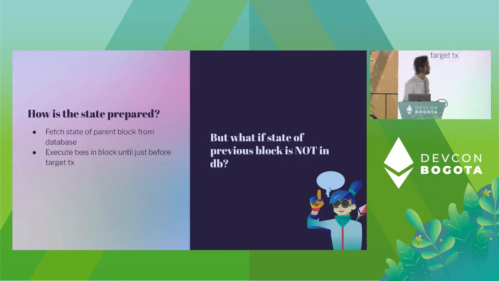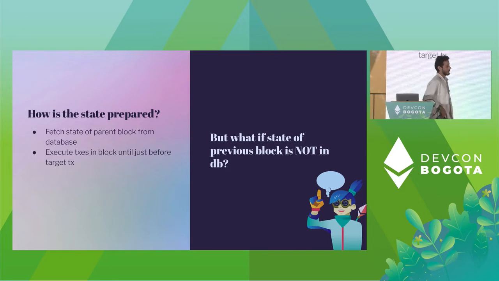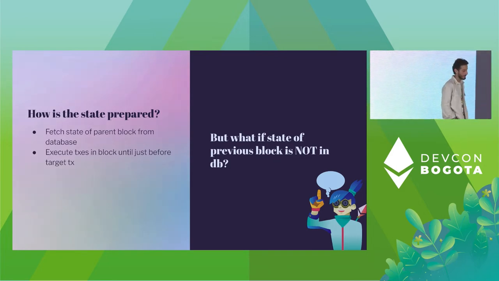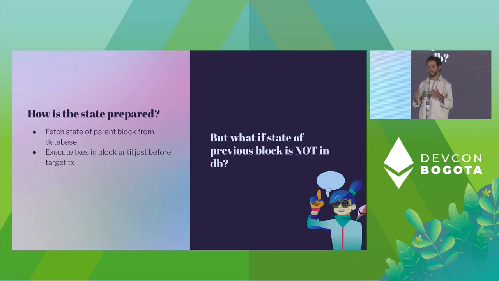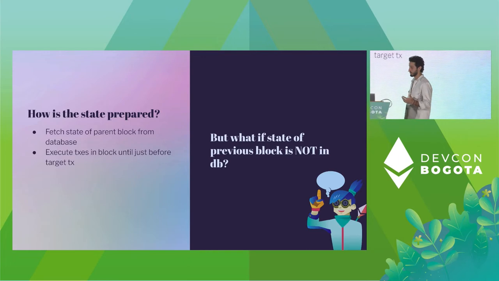Now why is this? First of all, how do we prepare the state for simulating or rerunning a transaction? We have to find the transaction in block N, so we fetch the post state of block N minus one and start executing all of the transactions within the target block until we reach the transaction that we want. At this point, we have the pre-state for our transaction, and we can execute it.